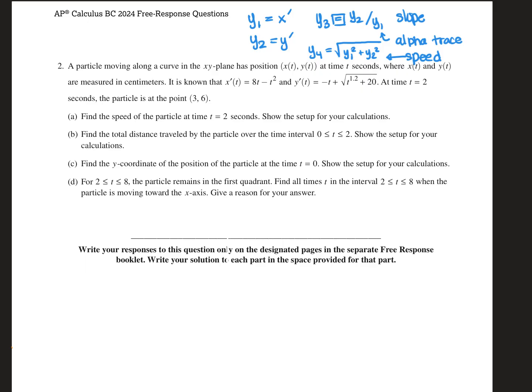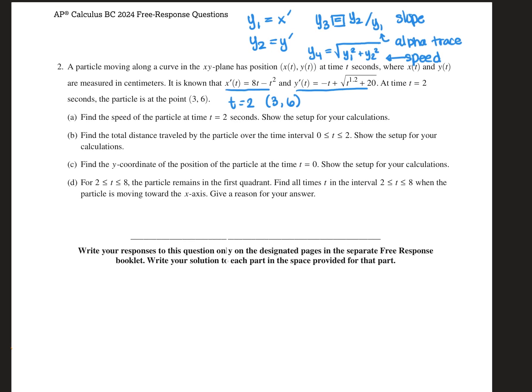Okay, a particle is moving along the curve in the xy position at t seconds, measured in centimeters. It is known that x prime, so this is your velocity in the x direction, and then here is our velocity in the y direction. And they've also given us an initial point. So we know at time equals 2, our particle is at (3, 6). So part A says find the speed of the particle at time equals 2. Show your calculations.